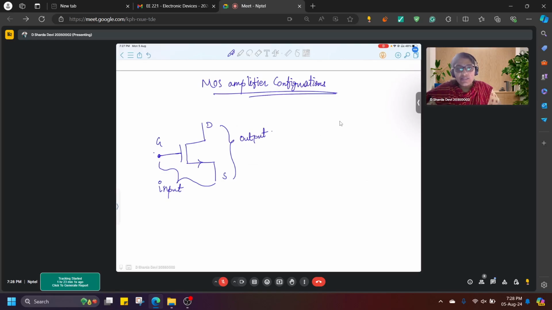That means the source terminal can be used to take output or provide input to the circuit. But gate, you can never take output from the gate terminal. Similarly, you can never give input to the drain terminal. Keep that in mind. And when I'm talking about inputs and outputs, I'm talking about small signals, that means AC signals. Okay?